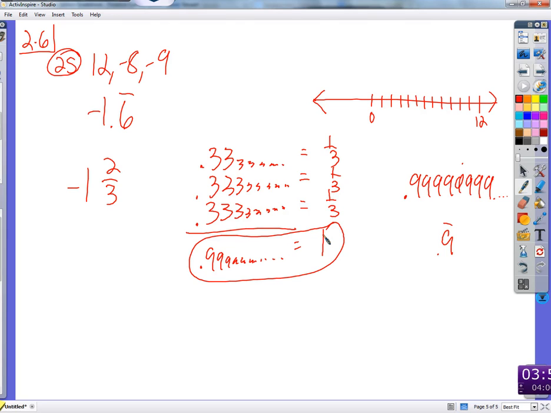And it's not a trick. Sometimes there are these math things and they're tricks. It's true. 0.9 repeating forever is equal to 1. And it's the same idea that 1/3 can be represented by repeating 3s. 1 can be represented by repeating 9s after the decimal.